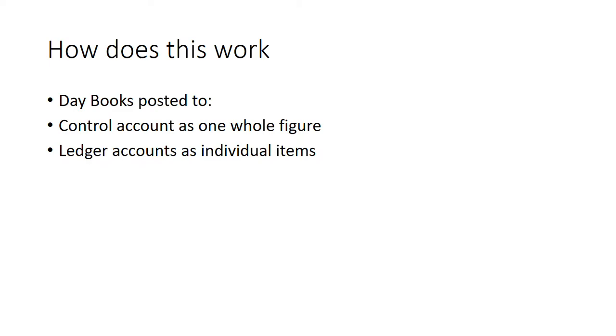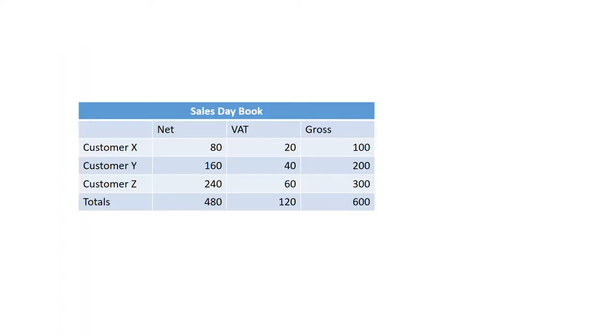The day books are posted to the control account as a whole figure and to the ledger accounts as individual items. So I'm going to show you how this works. So we've got a day book here, and this I think is going to be better than the diagram on page 50. On the diagram on page 50, you've got the sales invoices that have come into the sales day book. But here we've got a sales day book, and I put some numbers in.